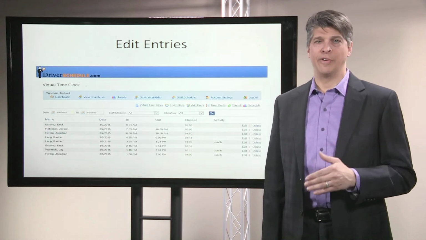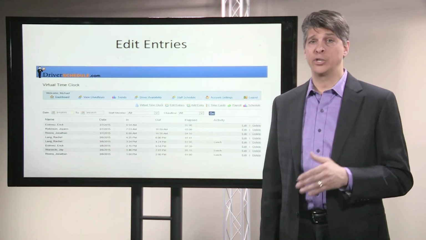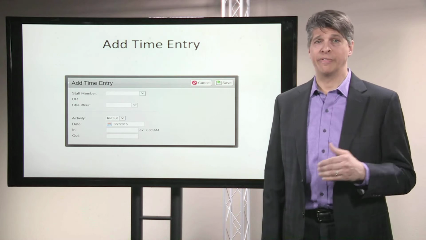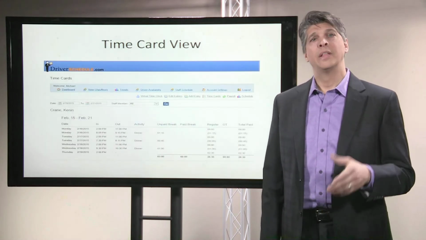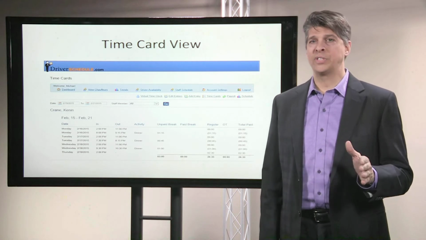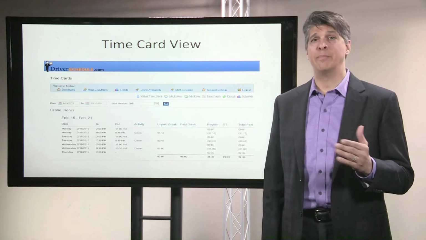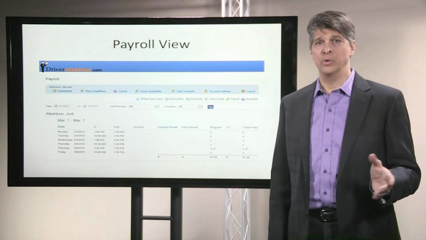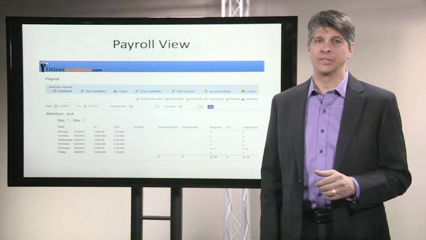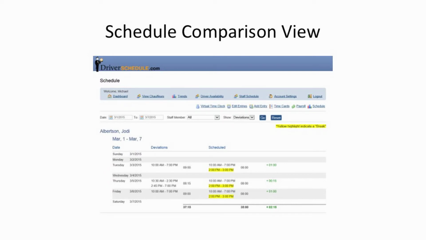The Edit Entries function allows managers to correct punch mistakes. The Add Entry function allows managers to correct for any missed punches. The Time Card view shows all the times, punch-ins, punch-outs, and breaks for any selected time range. The Payroll view converts time to hours and minutes. And the Schedule Comparison view lets you see how each employee's actual work time compares to the hours they were scheduled.